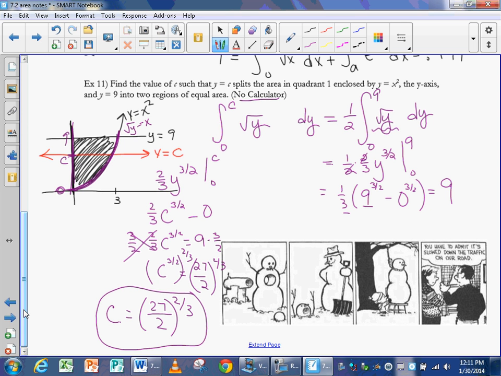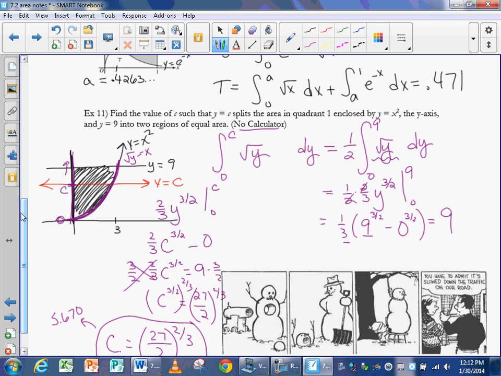If you're interested, the answer to that is 5.670 if you were allowed to use your calculator. And just for reference's sake, that seems to make sense. If I'm going to split this area from 0 to 9 up, 5.7-ish being the line that draws through, I would say that seems reasonable. So there you go. That's how you find area between two curves with respect to y and with respect to x. Enjoy the show.